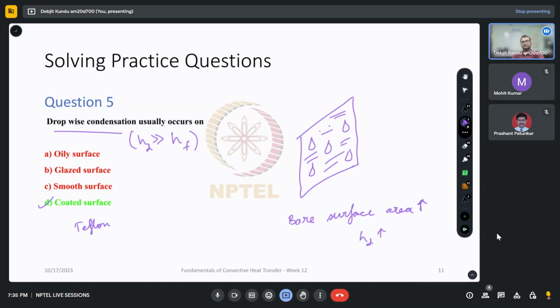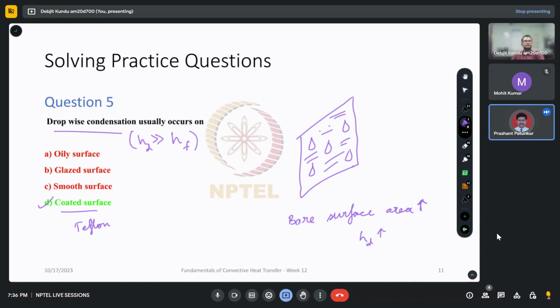So that's why in many engineering applications where condensation is important, a coated surface is used to make sure that the condensation takes place in a dropwise manner and the heat transfer coefficient is high enough. Okay. Any questions on this?